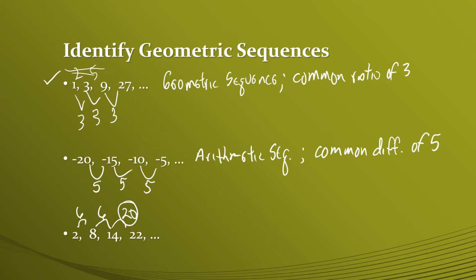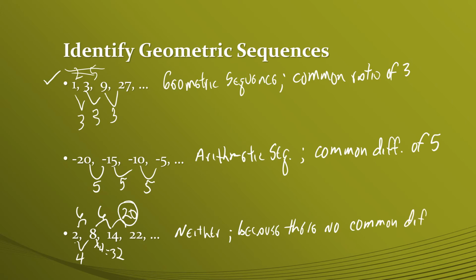Now let's see if it's a geometric sequence. If I take 8 and divide it by 2, that's 4. But 8 times 4 does not equal 14, it equals 32. So it's not arithmetic, it's not geometric, so I'm going to say that this is neither. It's neither arithmetic nor geometric, and it's because there is no common difference and there is no common ratio.